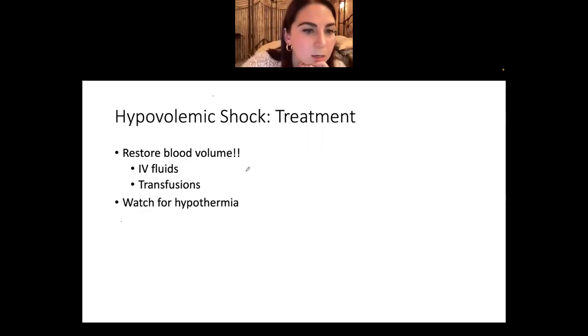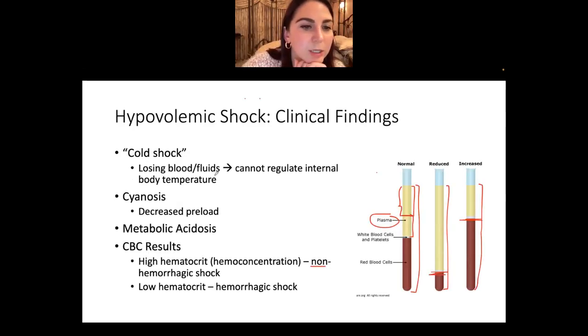Can you explain why low hematocrit in hemorrhagic shock? So, low hematocrit and hemorrhagic shock.